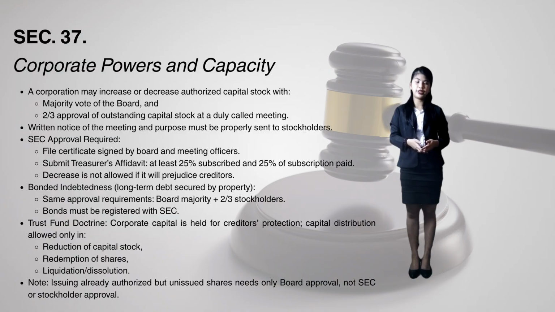The trust fund doctrine reminds us that corporate capital is a fund for creditors, and distributions are allowed only in specific cases such as reduction of capital stock, redemption of shares, or liquidation. Compliance with SEC rules, including the 25% subscription and payment requirement, ensures the validity of these corporate actions.